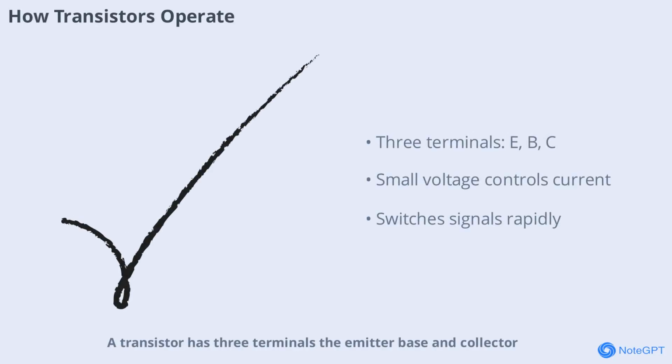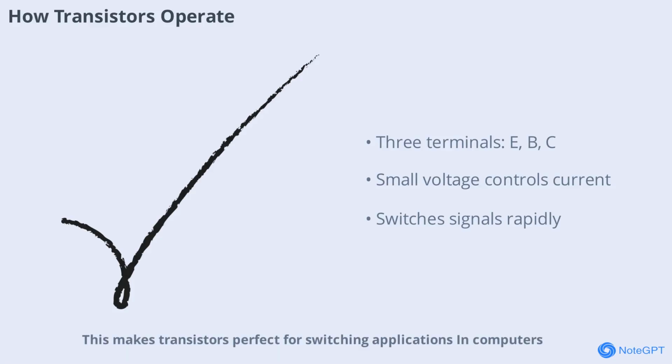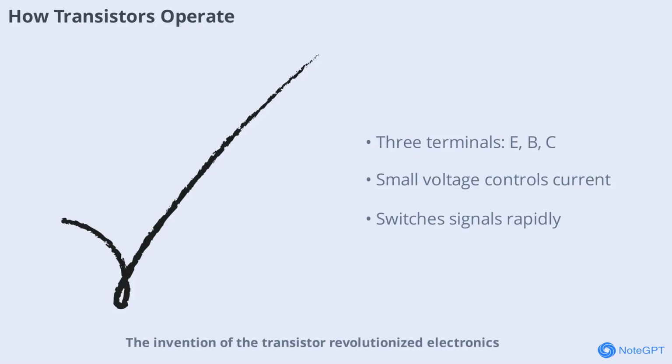A transistor has three terminals: the emitter, base, and collector. By applying a small voltage to the base, we can control the flow of current between the emitter and collector. This makes transistors perfect for switching applications. In computers, billions of transistors work together to process information, turning electrical signals on and off at incredible speeds. The invention of the transistor revolutionized electronics, paving the way for modern computing.